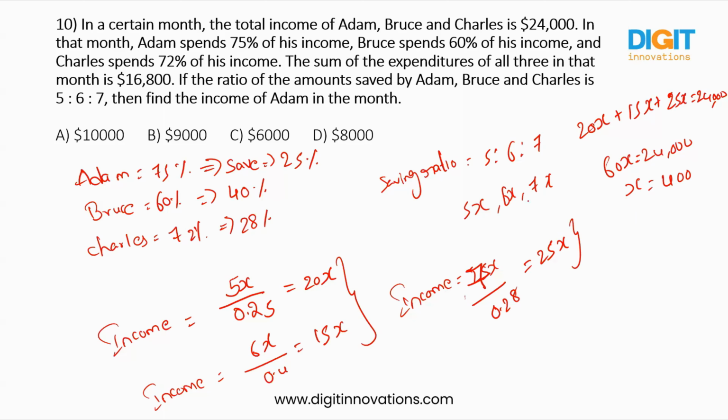So let us put these values. They are asking you to find the income of Adam. So what is the value of Adam? This 20x. So 20 into 400, which is nothing but 8,000. So the answer is option D.